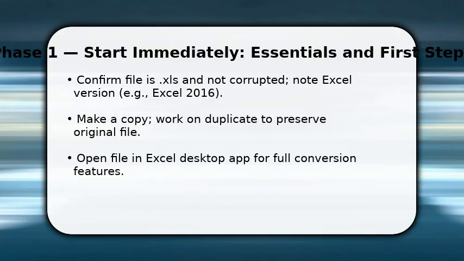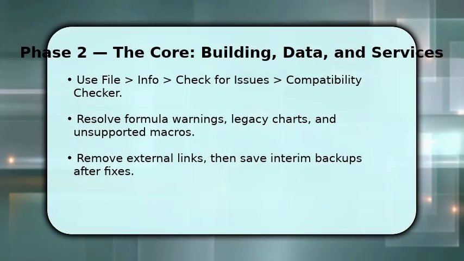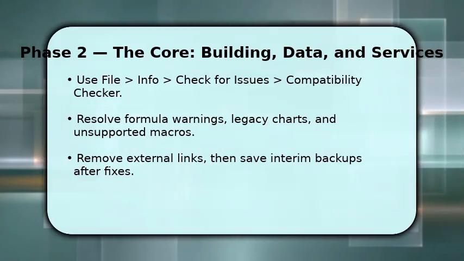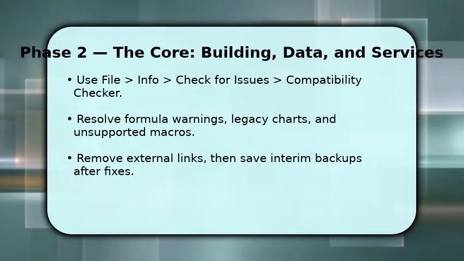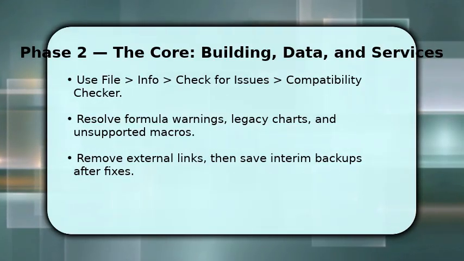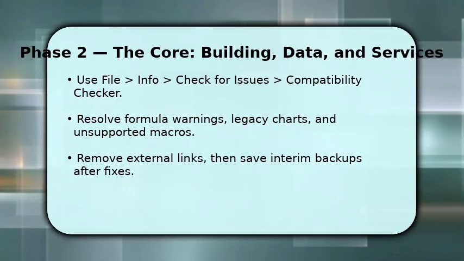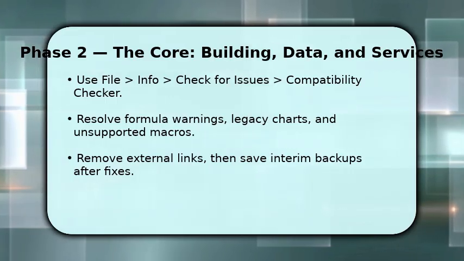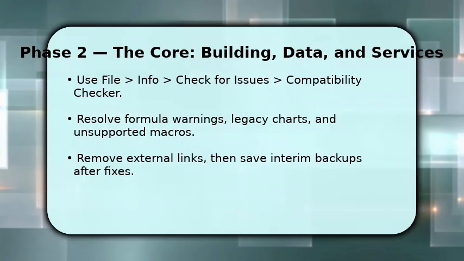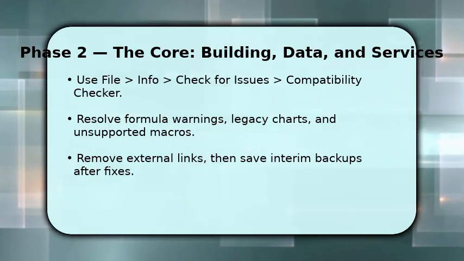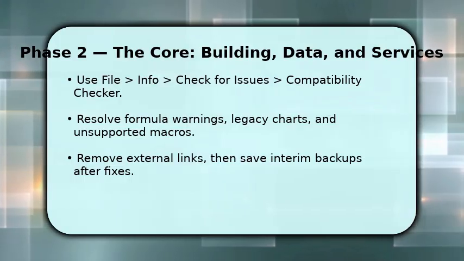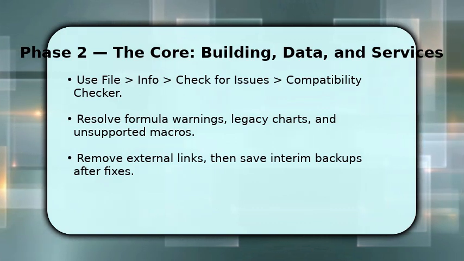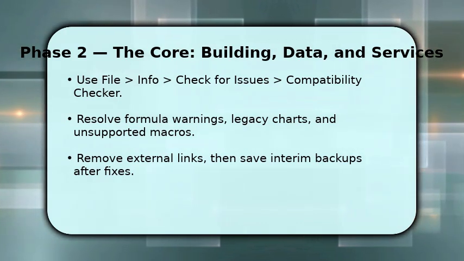Once the file is open, run Compatibility Checker via File, Info, Check for issues. It lists features that differ between XLS and XLSX. You should resolve flagged formulas, replace deprecated functions, and update charts because XLSX enforces stricter structures. If macros exist, export and review VBA modules, then remove or adapt them if you want a macro-free XLSX. Make incremental saves after each fix so you can roll back. These careful edits prevent errors when you finally change formats.